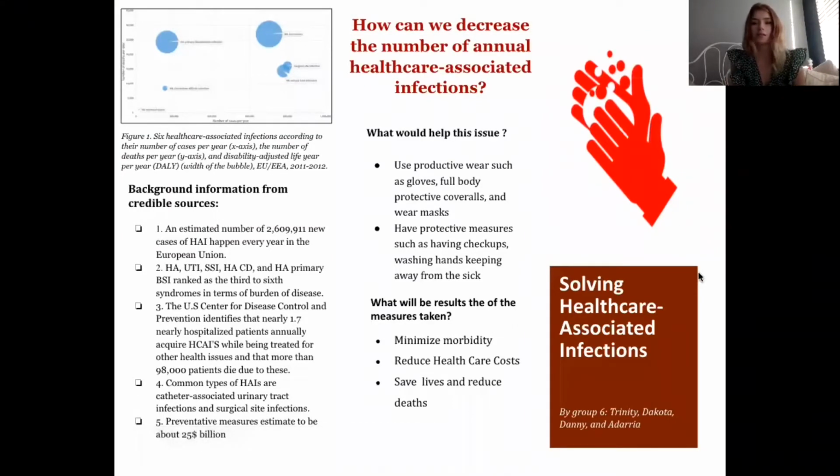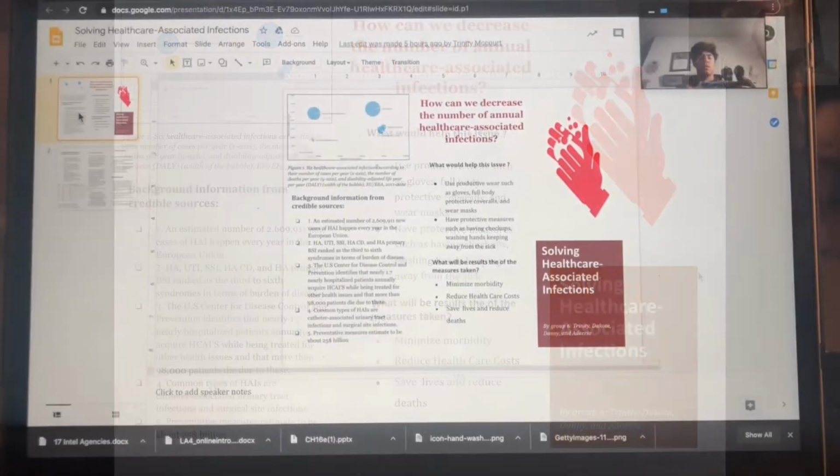This is Group 6's project containing Trinity, Dakota, Danny, and Adaria. Our problem is how can we decrease the number of annual healthcare associated infections?